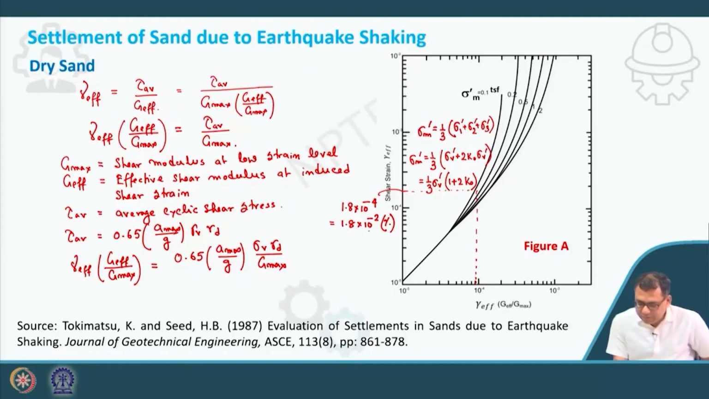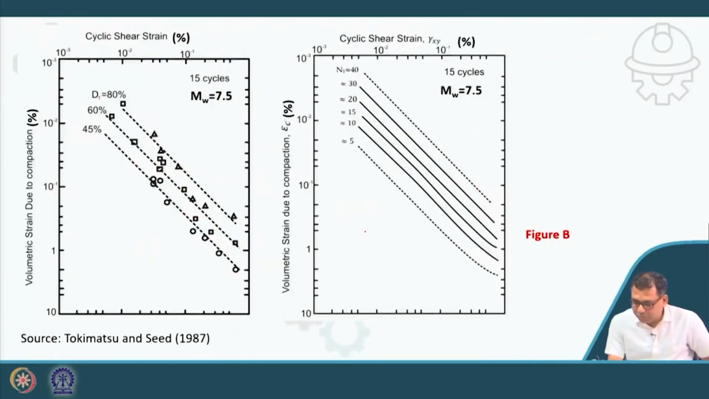Now if it is 1.8 into 10 to the minus 2, I will go to this chart. With this chart it is N1 60. So this is the line. I can use either this chart or this one. Here I have N1 60, so that's why I will use the right hand side chart. If you have relative density, then you have to use the left hand side chart. So now, shear strain is how much? Shear strain is 1.8 into 10 to the minus 2. So 1.8 means around here. This is 1.8 into 10 to the power minus 2. Remember, it is in percentage.